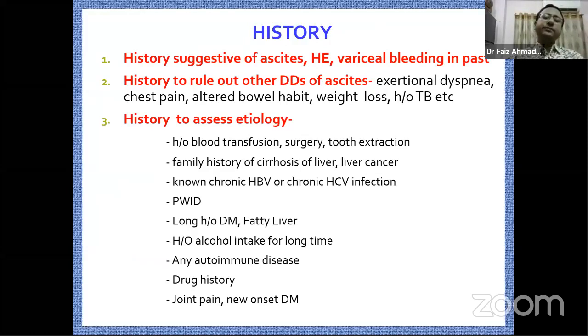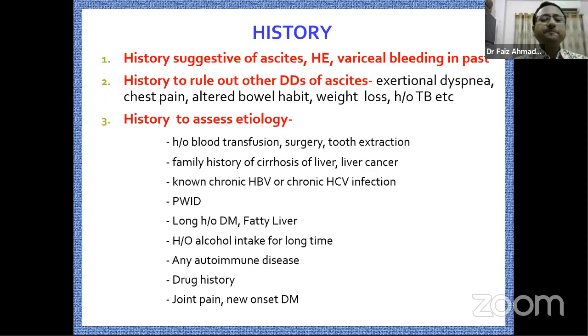So whenever a patient comes to us in a long case or in our daily practice with ascites and some stigmata of chronic liver disease, and we suspect cirrhosis, we still need to exclude other differential diagnoses from the history. Ask about exertional dyspnea to rule out congestive cardiac failure, chest pain to rule out a cardiac cause, altered bowel habit to rule out protein-losing enteropathy or any malignant disease which could lead to ascites, weight loss, which is important and occurs in any malignant disease, and history of tuberculosis or evening rise of temperature to rule out tubercular peritonitis.